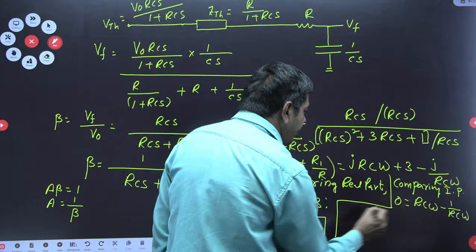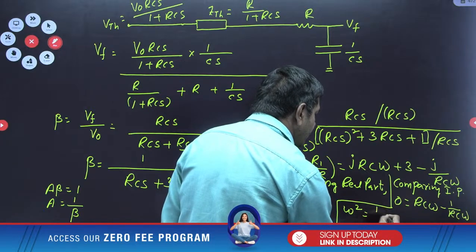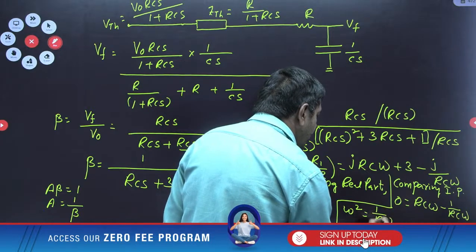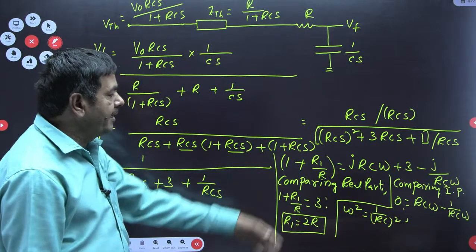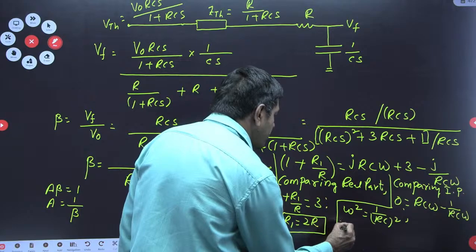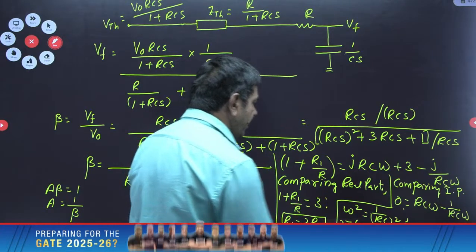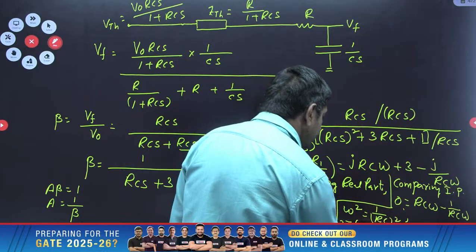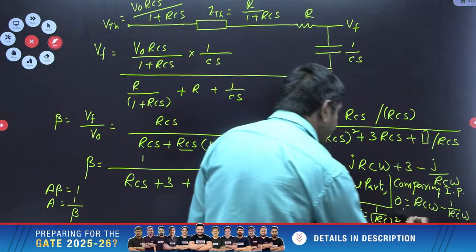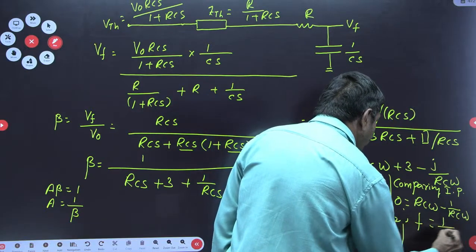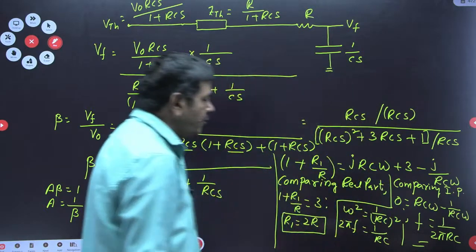Omega squared equals 1 by RC squared. So omega equals 1 by RC, where omega equals 2 pi f. So 2 pi f equals 1 by RC, and finally I can get the frequency f equal to 1 by 2 pi RC.